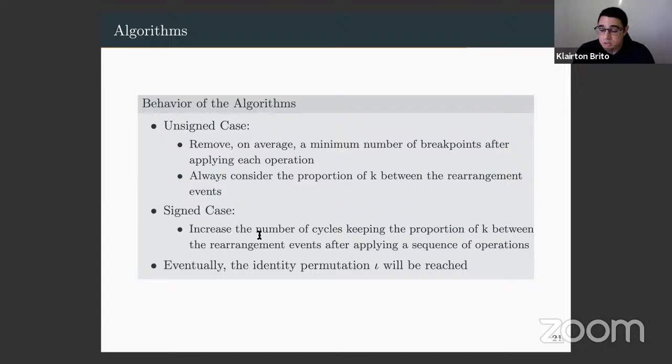Since the identity permutation is the only one with no breakpoints and the only one which generates a cycle graph with n+1 cycles, eventually we will reach the identity permutation, which is the target genome.